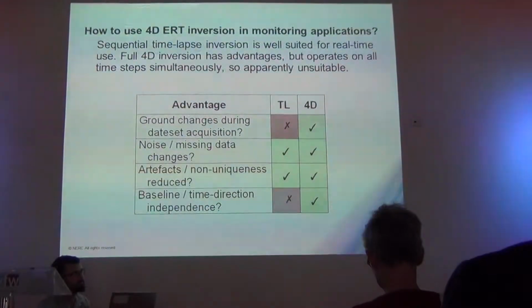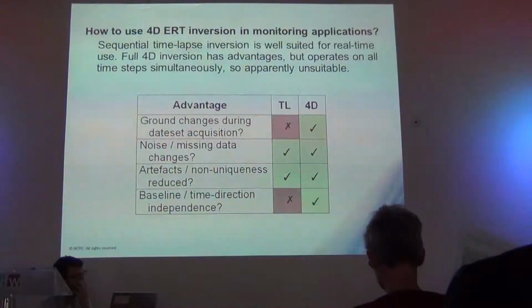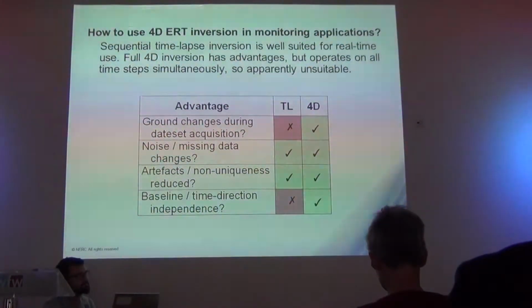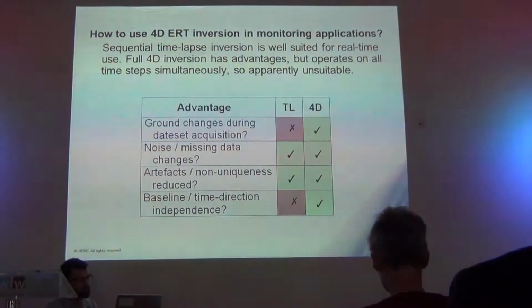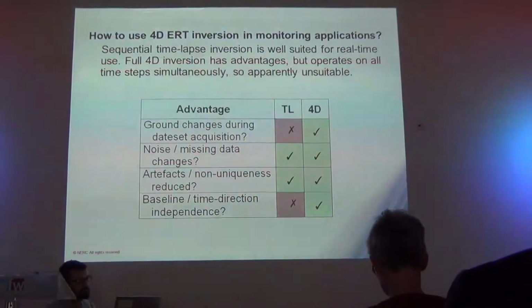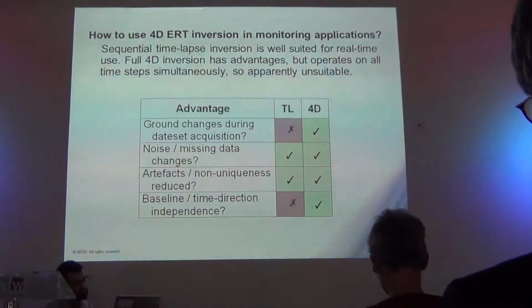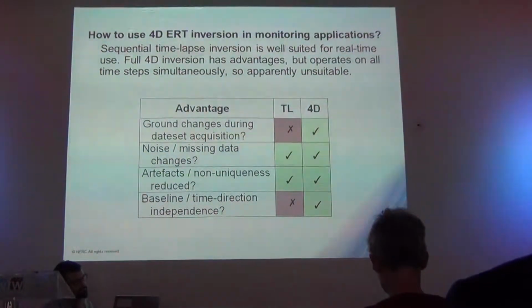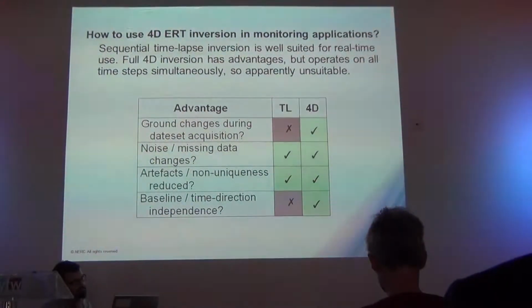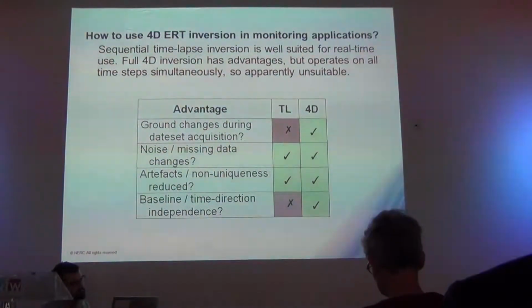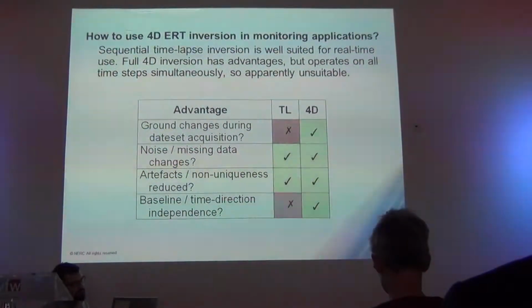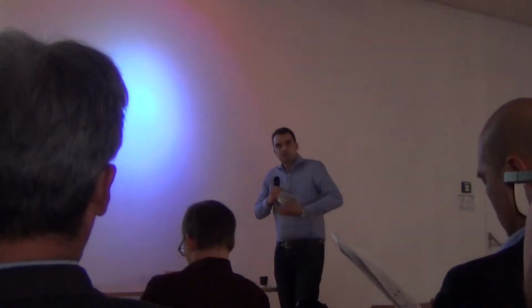Other features, such as accounting for noise or missing data and the changes caused by that, are accounted for by both types of strategies, and likewise both reduce artifacts and non-uniqueness. But there are certain aspects of 4D inversion which are advantageous, so we'd like to use it, but the big catch here is that 4D inversion, of course, operates on all time steps simultaneously. So it's apparently not well suited for obtaining near real-time information if you're doing monitoring.